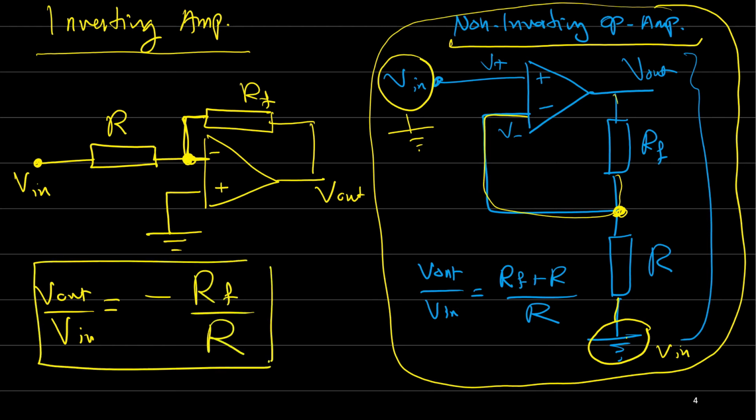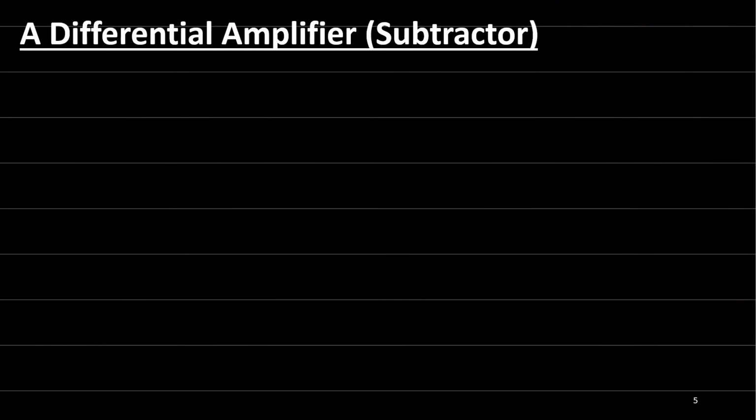These are just typical circuits, the same circuit. We just swap the input with the ground, and that's it. We got a different configuration for the circuit. Let's move to the differential amplifier circuit, or what we call the subtractor.